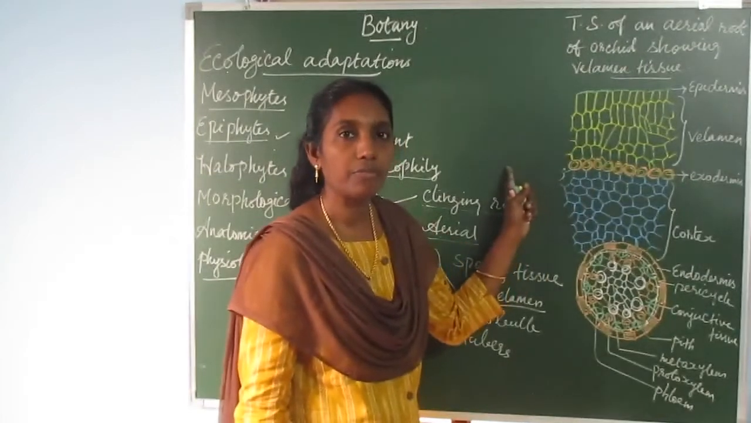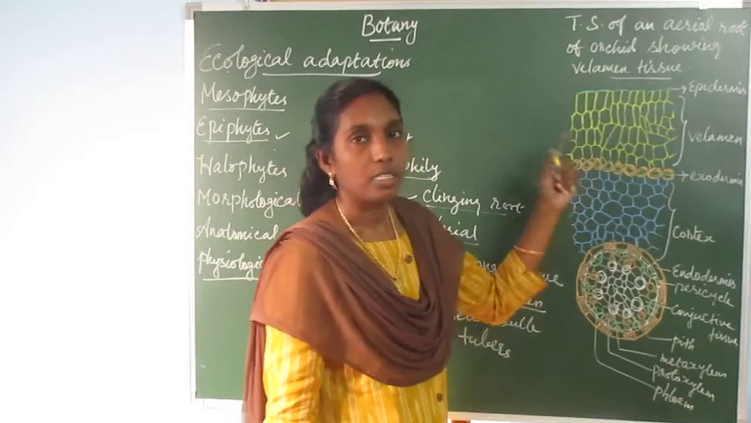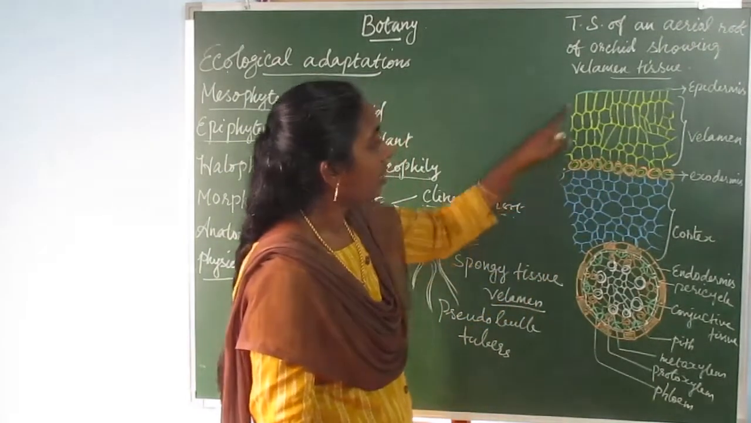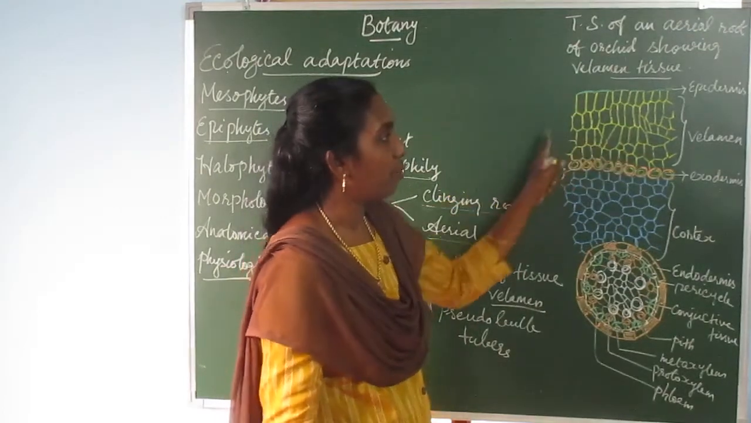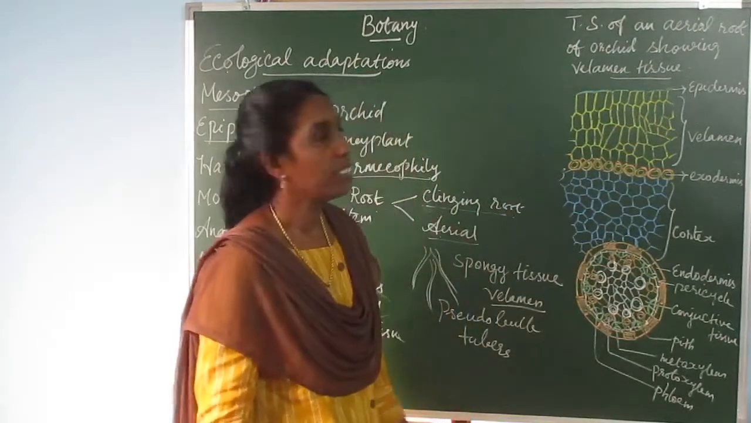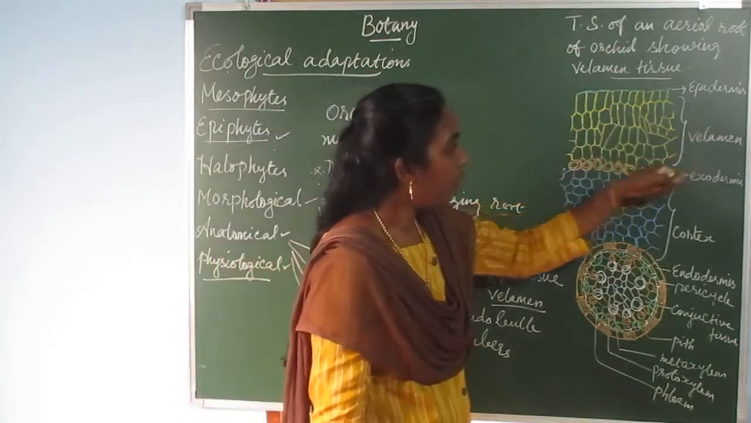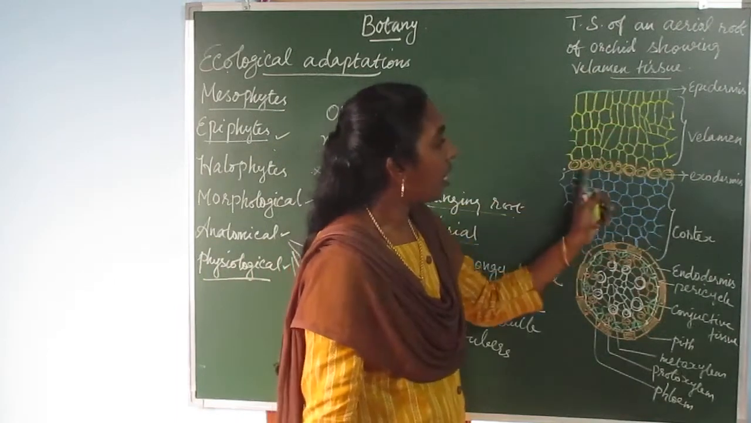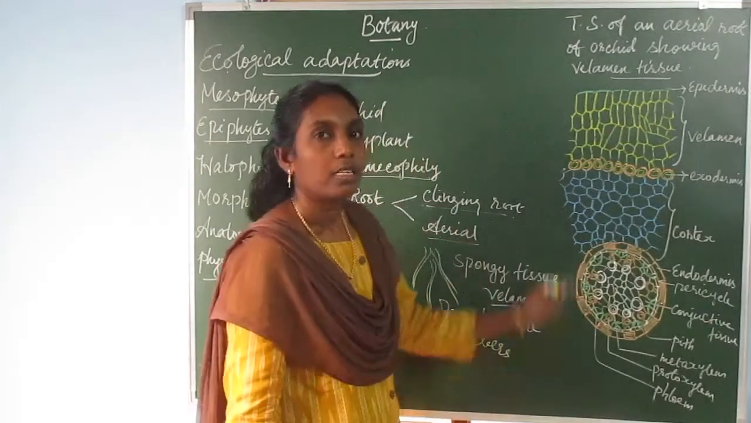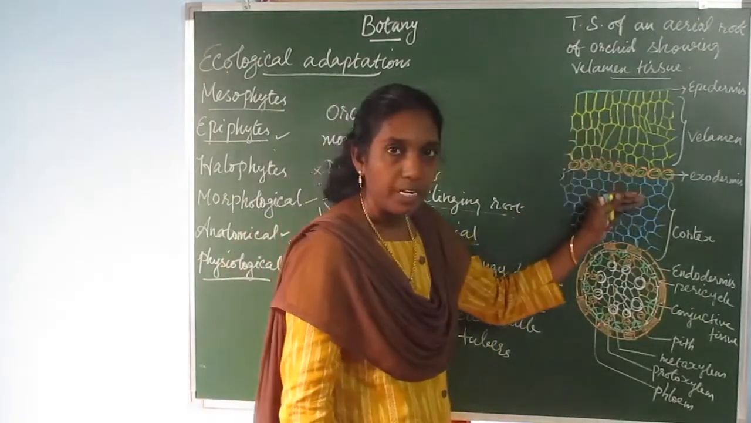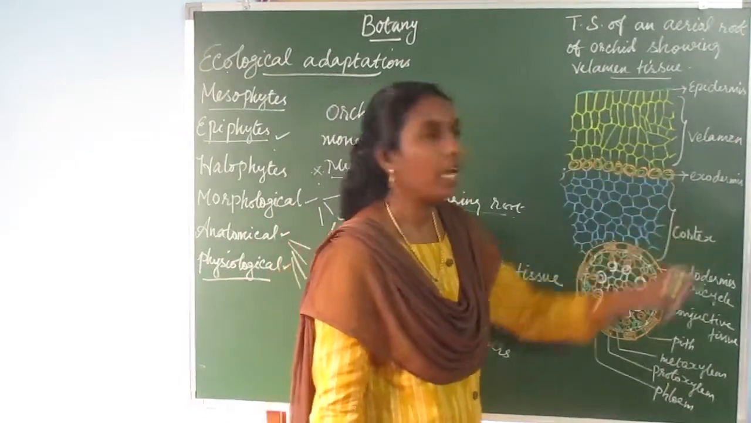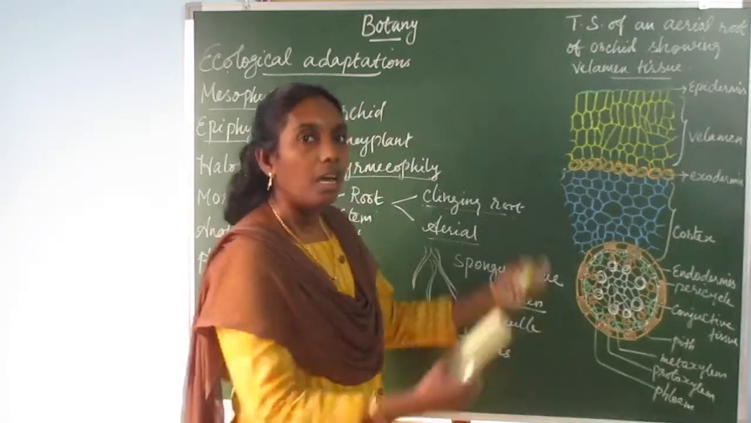It is found in most epiphytic plants, so that this epidermal part is multi-layered. There are many layers of epidermal cells, and there is a thick cuticle present. Inner to this velamen tissue there is a layer called the exodermis. Inner to the multi-layered epidermis, there is a layer of cells called the exodermis.